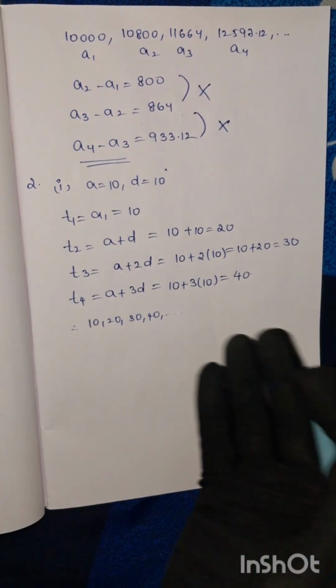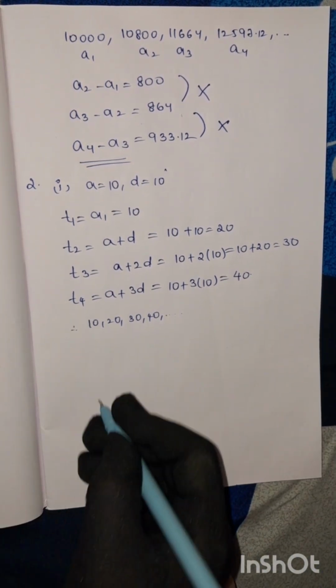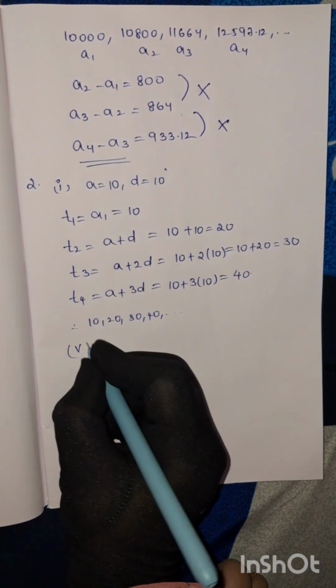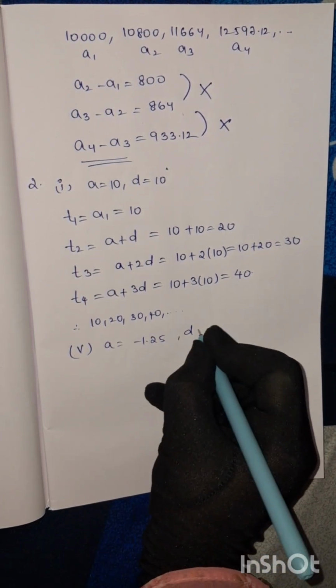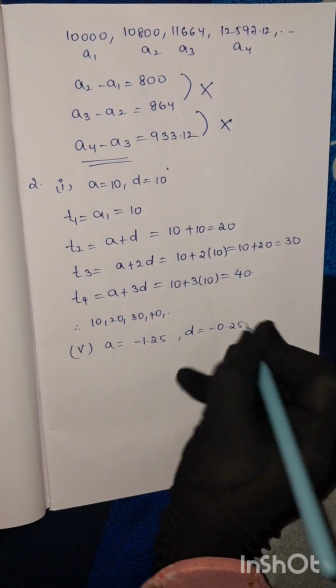Similarly you have to do it for the other values. I'll do one more. Okay, we'll do the fifth one. They have given A as minus 1.25 and D as minus 0.25, right?